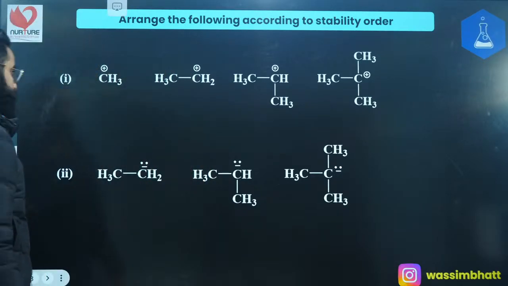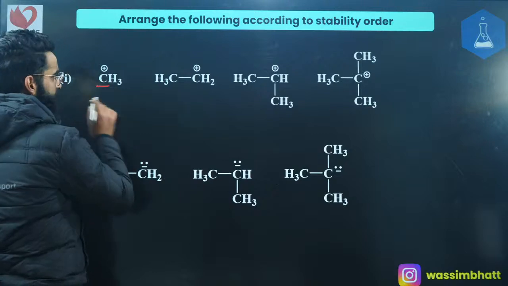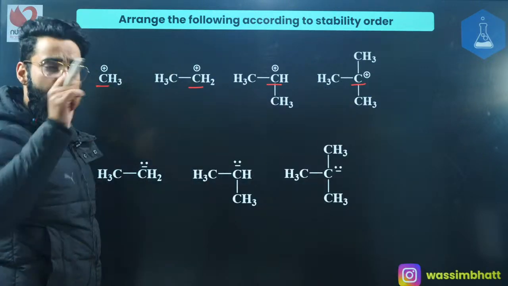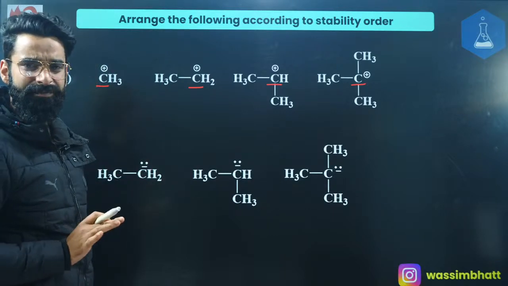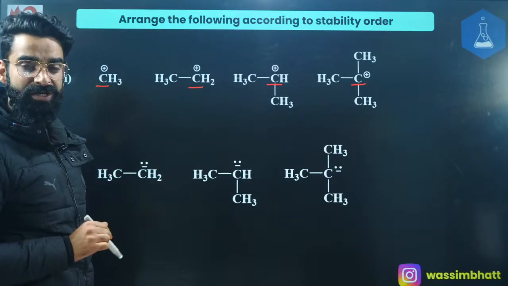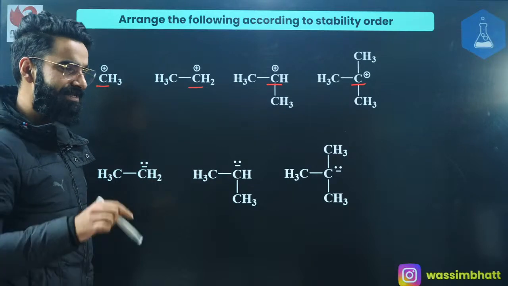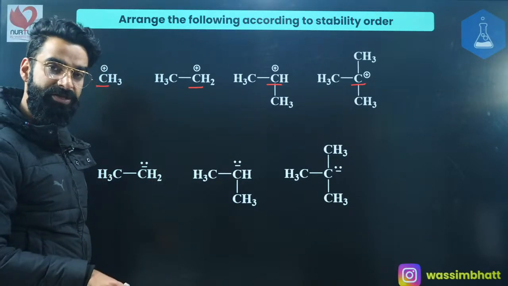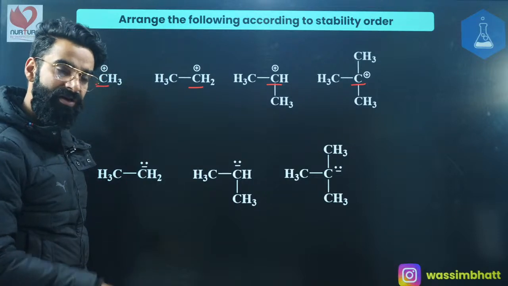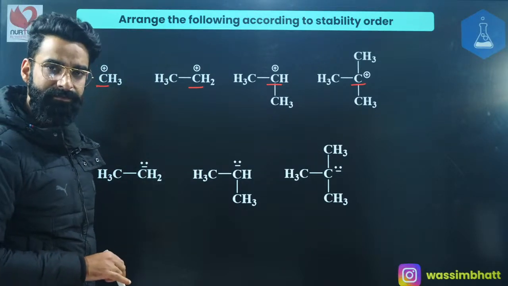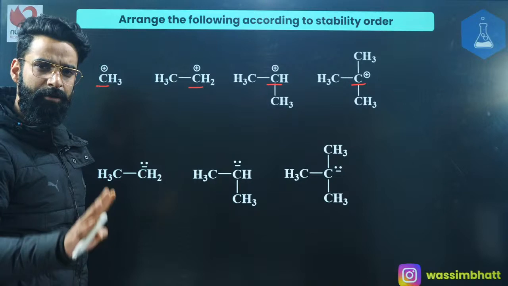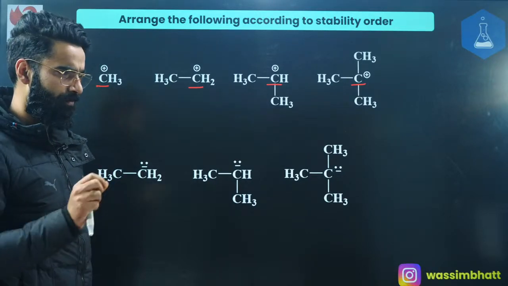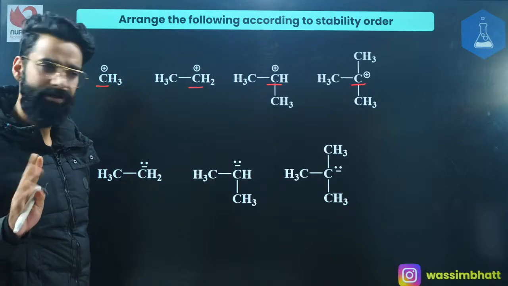See now, guys. This carbon is having positive charge, this carbon positive, this carbon positive, this carbon positive charge, right? More the charge on the species, more its potential energy, less its stability, right? Less the charge on the species, less its potential energy, more its stability, right? So indirectly I can say more the charge, less the stability. Be it positive charge or negative charge. More the charge, less the stability, right?